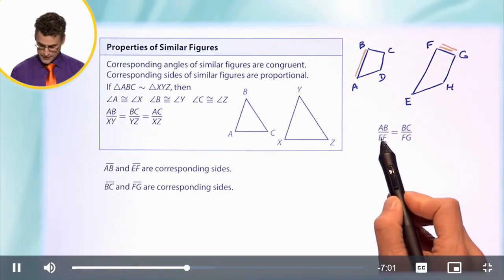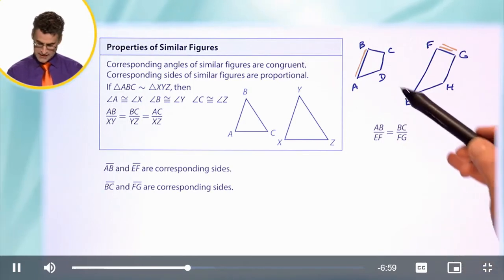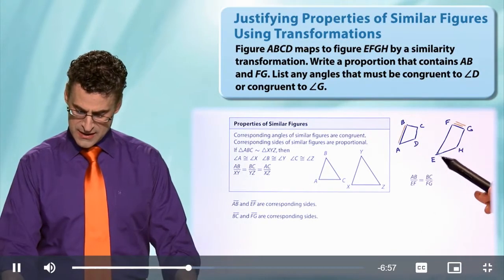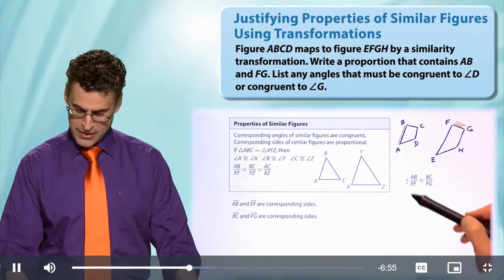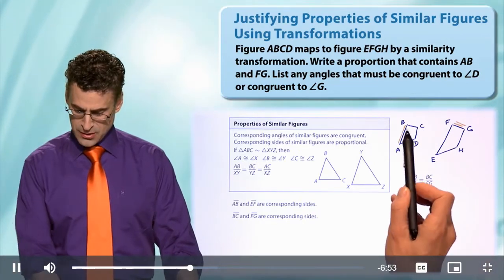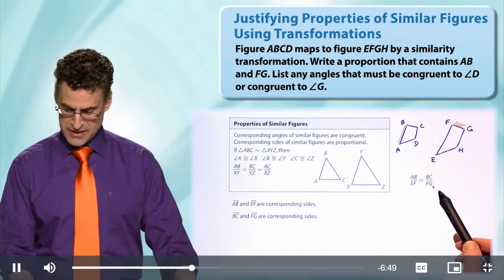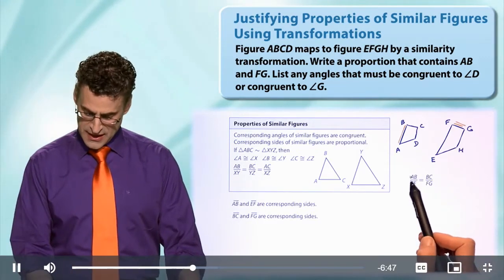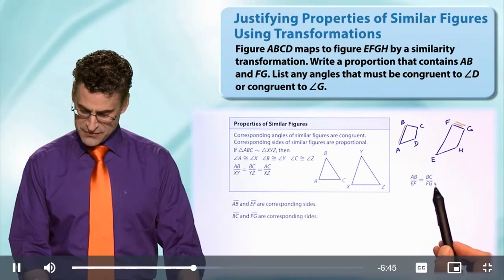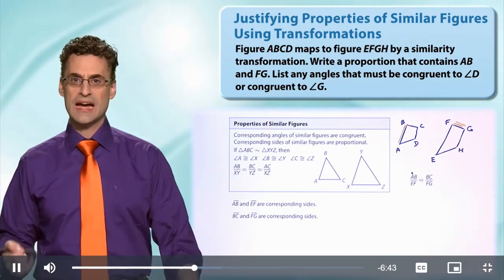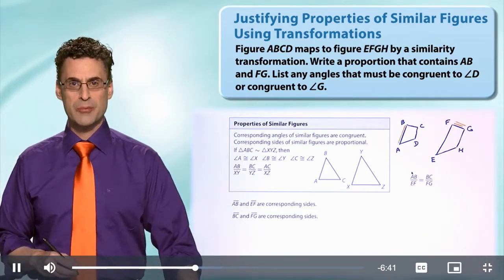Namely, I can now report that AB is to EF, so that ratio of lengths must equal BC is to FG, which is the ratio BC to FG. And there's the AB, and there's the FG, and notice that now they occur actually in a proportion.